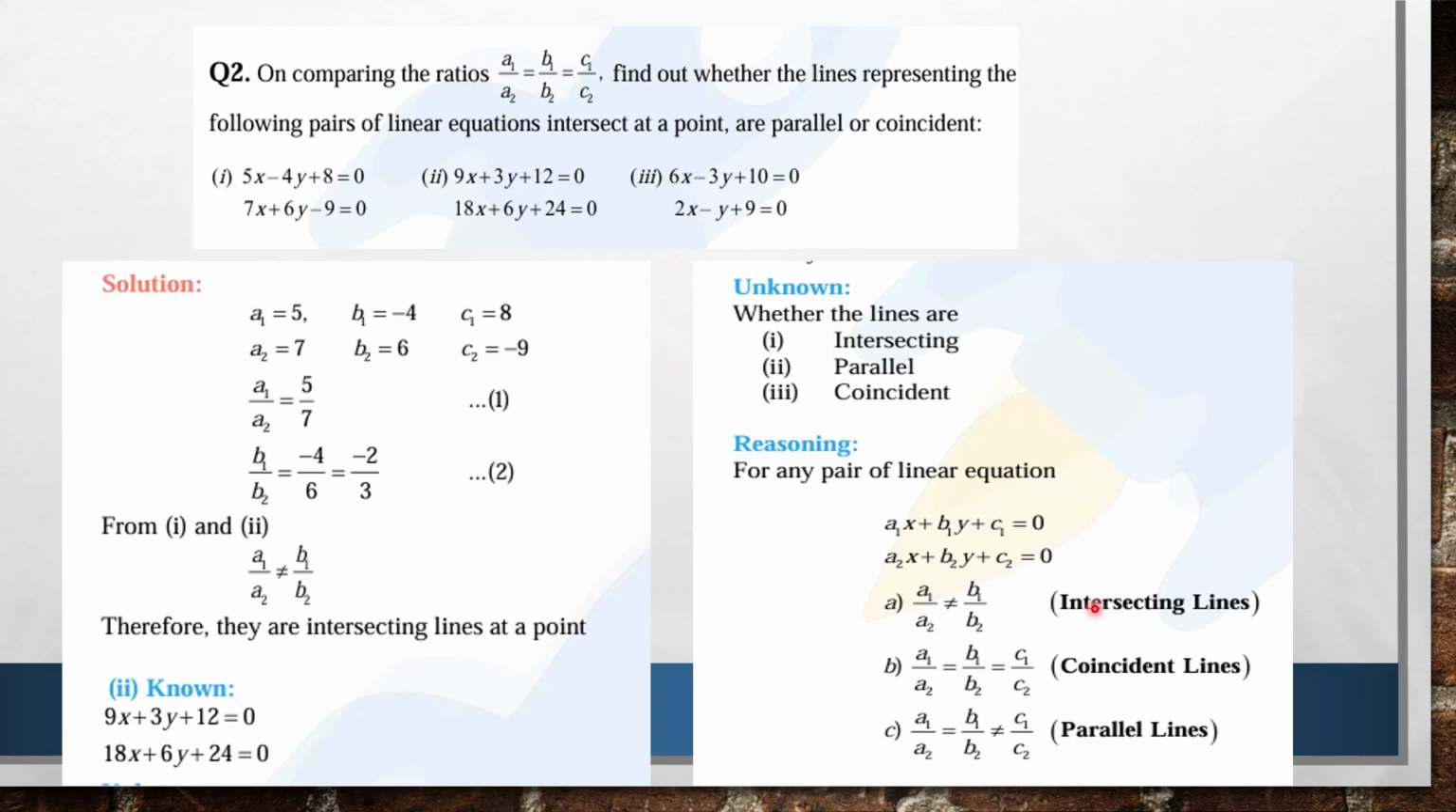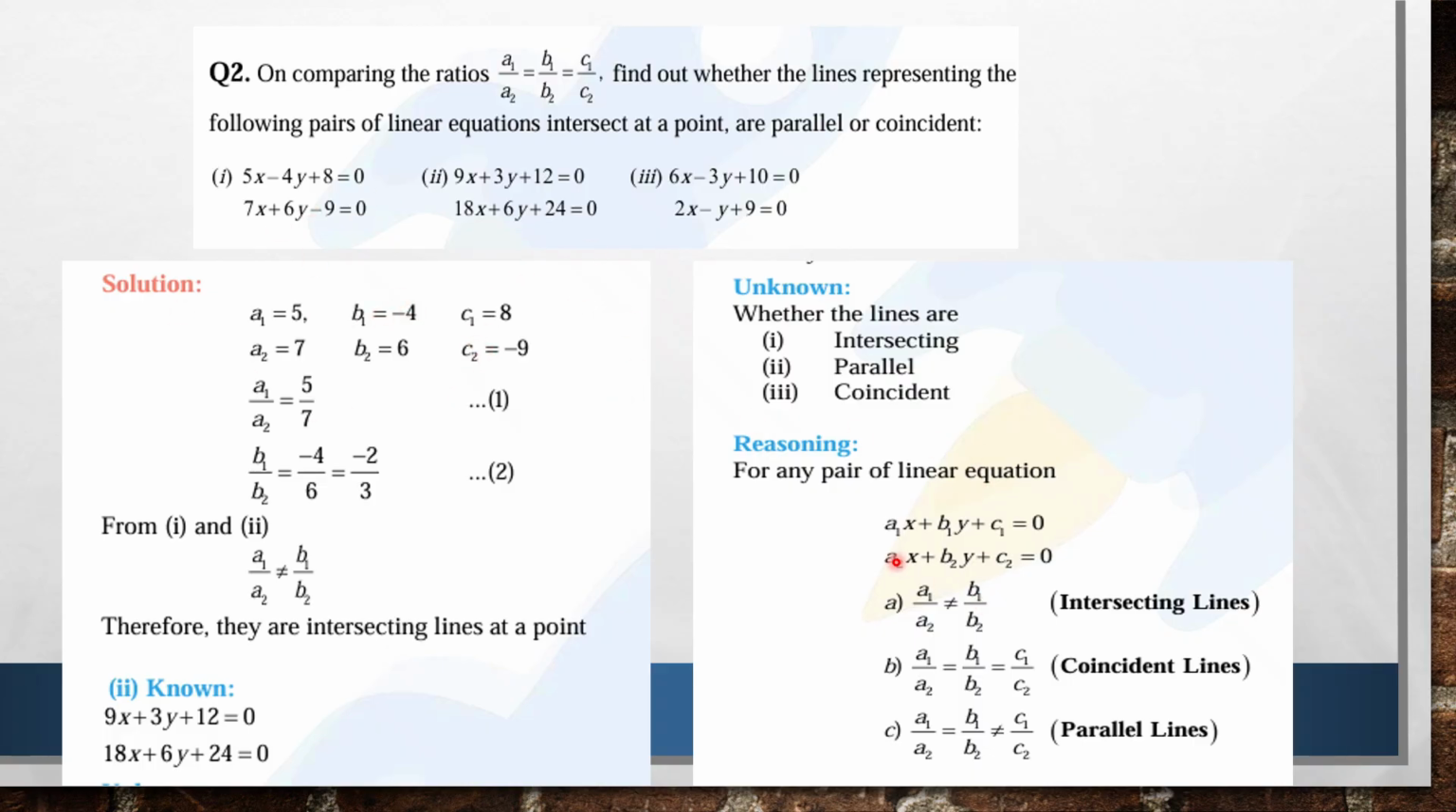As I told you in the introduction video, if A1 by A2 is not equal to B1 by B2, it is an intersecting line. If A1 by A2 is equal to B1 by B2 is equal to C1 by C2, then it is a coinciding line. If the condition is A1 by A2 is equal to B1 by B2 is not equal to C1 by C2, it is a parallel line. So based on these three conditions, I can identify whether these solutions are parallel, coincident or intersecting lines. Here the problem is very simple. You just have to identify A1, A2, B1, B2 and C1, C2.